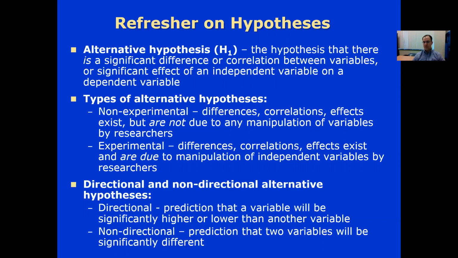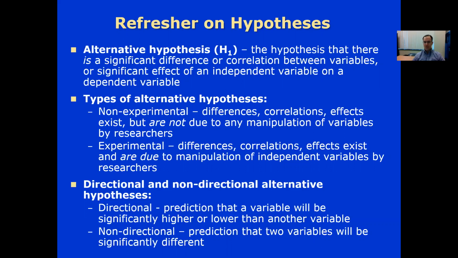They have an idea, they hypothesize that it'll be up or down depending on the intervention. Where a non-directional is a prediction that two variables will be significantly different, but they don't know exactly what the direction might be. So in this particular case, they just know there's going to be a difference, but they just don't know at the start of the experiment what it will be.